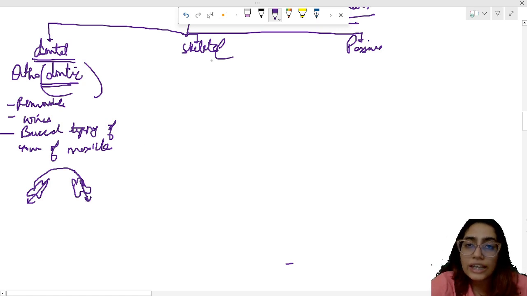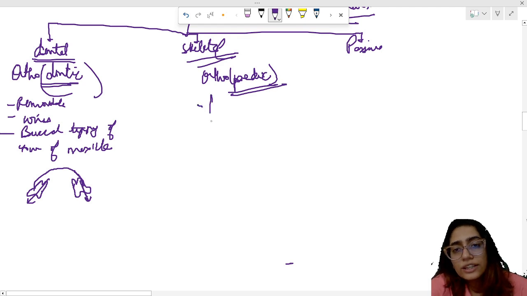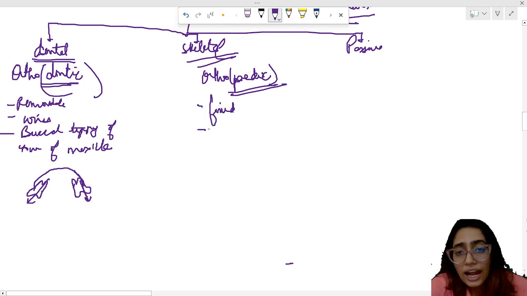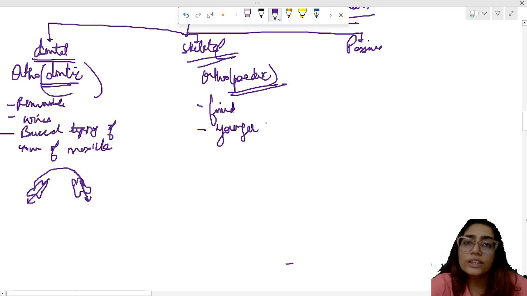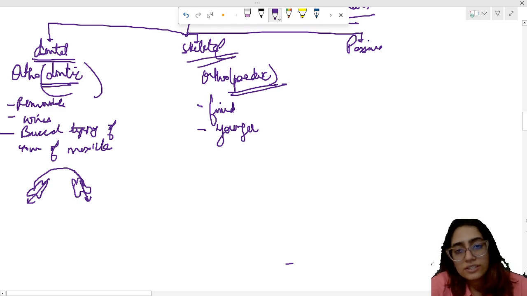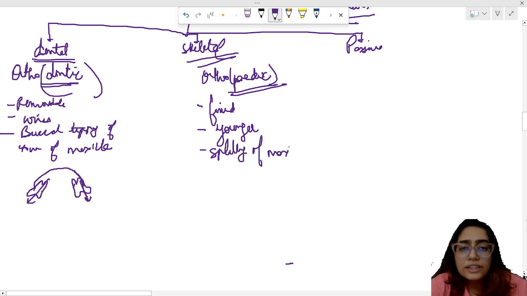Now coming to the skeletal kind of expansion, it is an orthopedic kind of expansion, right? Because it is skeletal. Now this usually happens with the fixed appliances, and it will happen only in younger individuals, because only then there is a scope of expansion and splitting of the two halves of the maxilla. So in this, actually there is skeletal expansion, there is splitting of the maxillary halves.